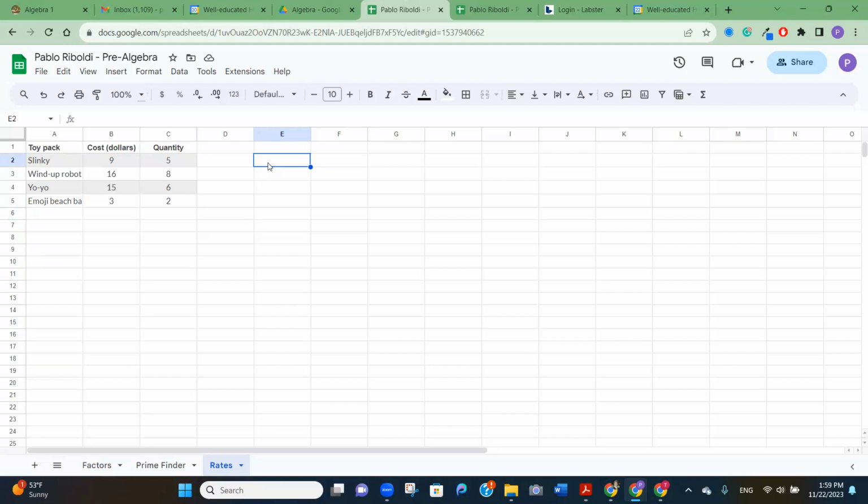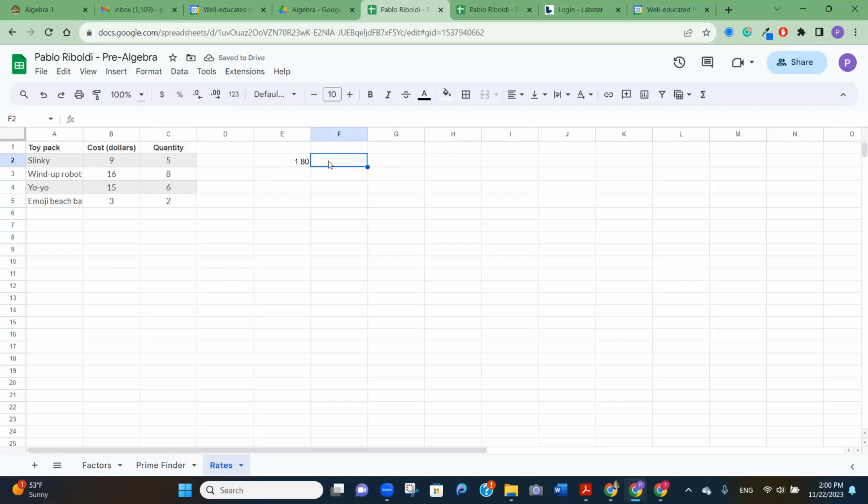I'm going to enter a formula here. So we want to have the cost per toy. So I'm going to do equal and the cell B2, the cost in dollars, divided by the quantity. That is going to give me the unit cost of this. So it's going to be 1.8. So let's add one more decimal number there.